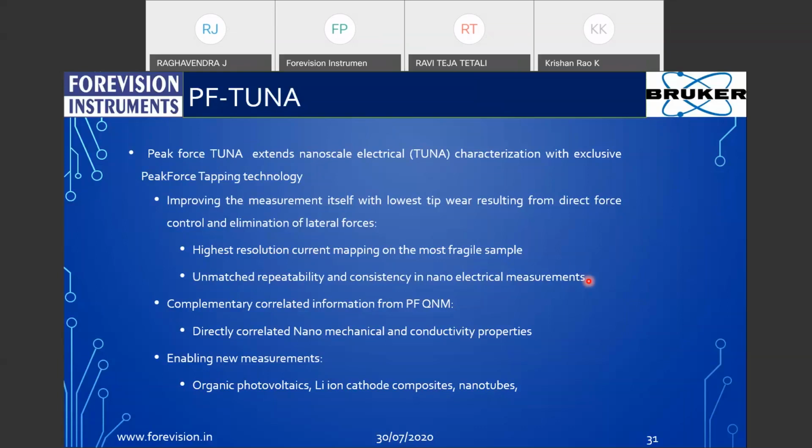Because in normal conductive AFM, we are in contact mode, but here we are in tapping mode. So the lateral forces are eliminated in PF TUNA. This minimizes damage to the sample and enables us to do conductive AFM even for fragile or soft samples, which lets us look at organic photovoltaics, lithium cathode materials, and nanotubes. Nanotubes are very fragile. If you try to apply some force, they will break. So with PF TUNA, we can measure the electrical properties and simultaneously the mechanical properties of nanotubes and other fragile samples.